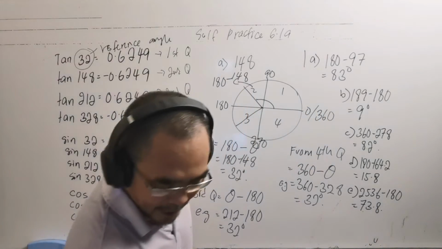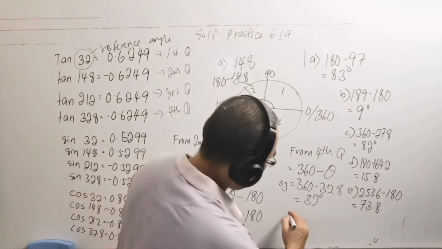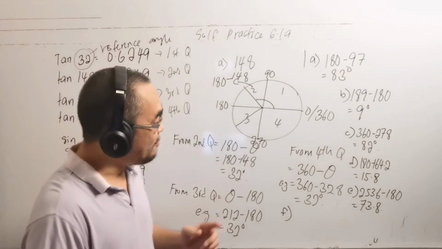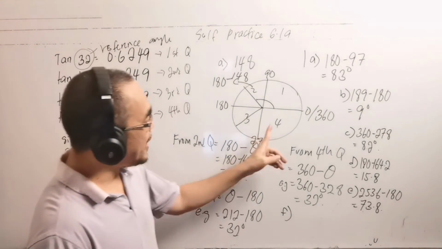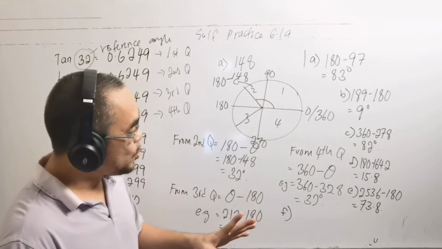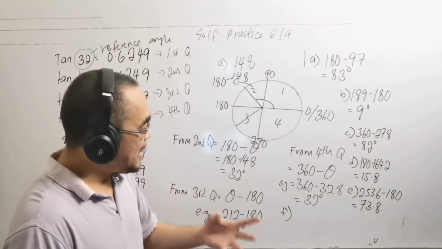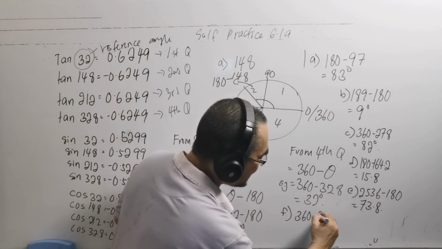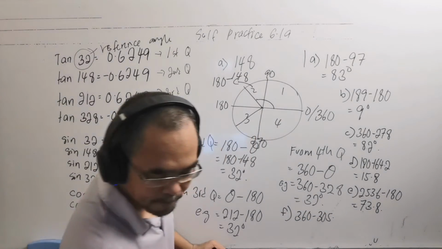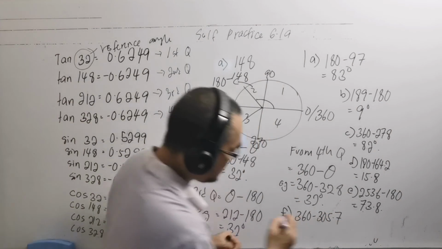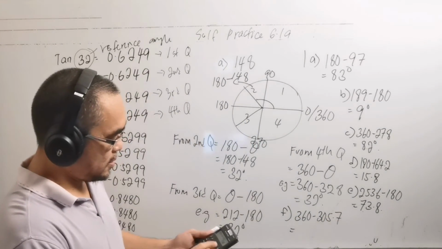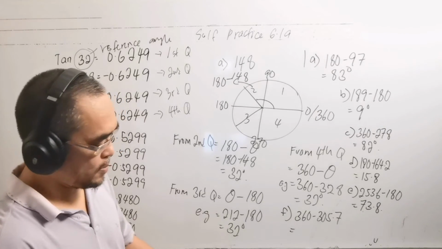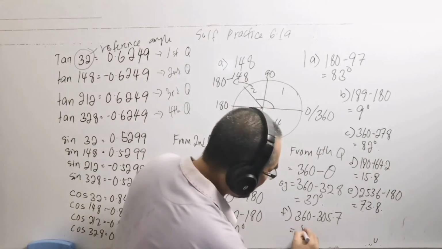And then F. What is the angle in F? F is 305.7. 305.7 will be located in the fourth quadrant. In order to know the angle related to it in the first quadrant, it will be 360 minus that angle, 305.7. That is 54.3.